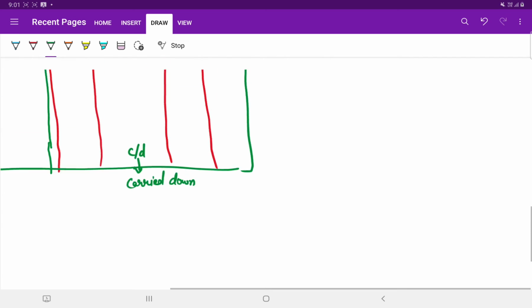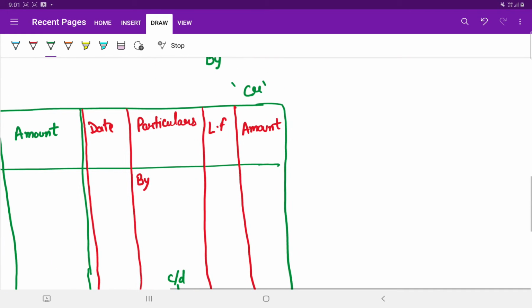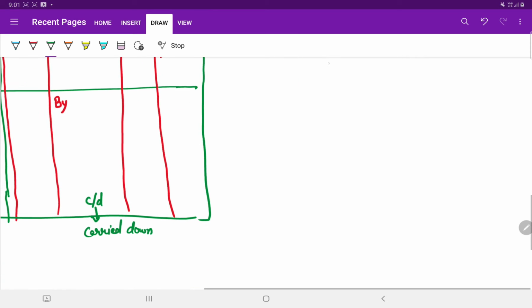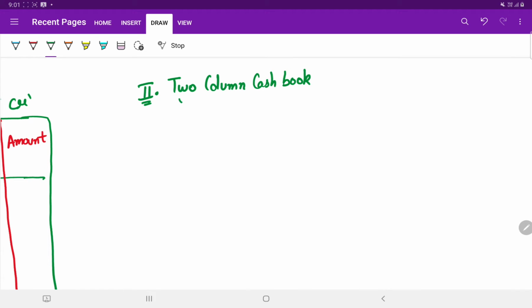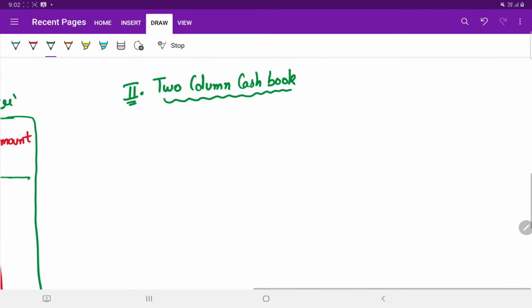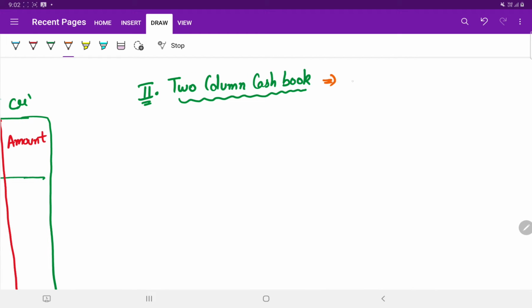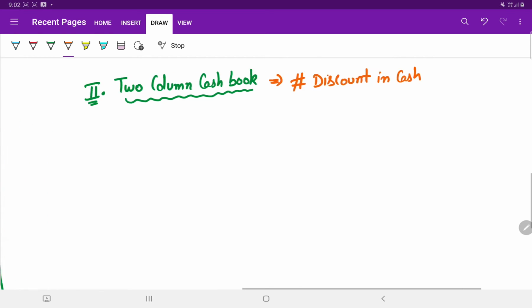Now, the next one is the two column cash book. Now, the second one we will be starting from here, that is two column cash book. Now, what is this two column cash book? Now, there is a great importance of discount in the cash transactions. So, here we will be enlightening the importance of discount in cash transactions.